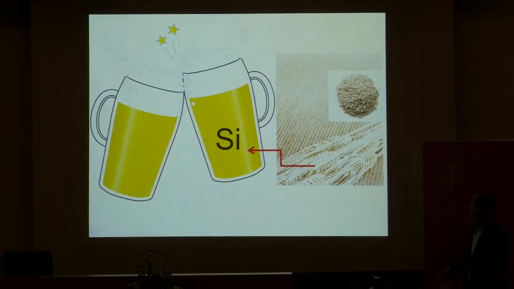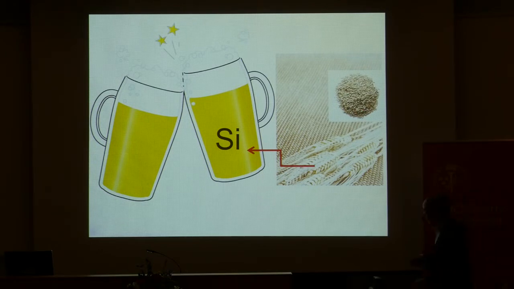As you know, beer is rich in mineral silicon. This silicon actually comes from the barley grain. And many foods contain a significant amount of silicon.